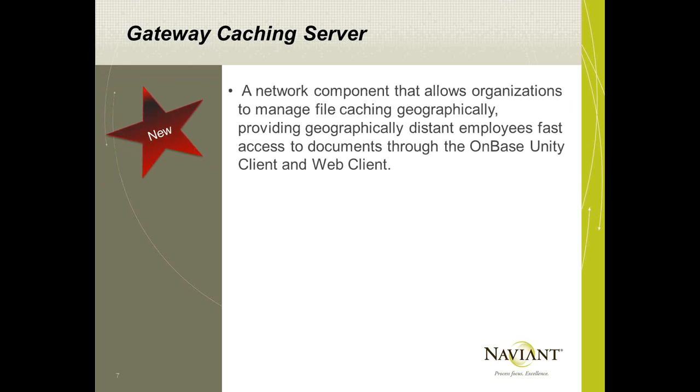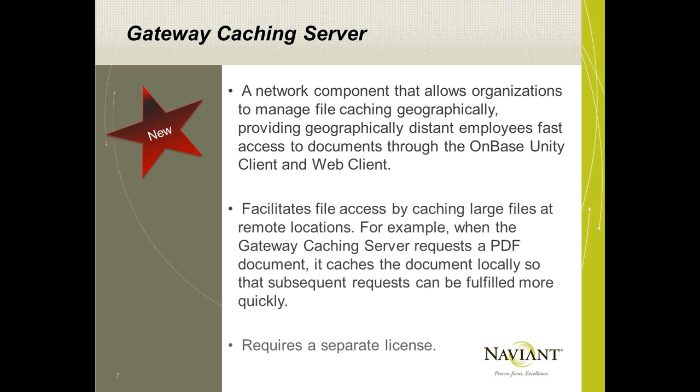Gateway Caching Server. Sounds pretty fancy. It's basically a network component that allows you to manage your file caching geographically. So if you have people in far-flung places in the world, they're able to access their documents through Unity client and the web client without it feeling like they're on the other end of the world. So they do that by caching large files at remote locations.